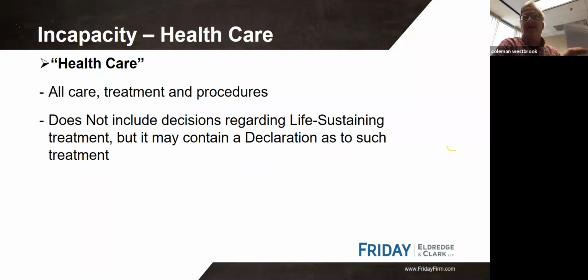And healthcare is kind of all inclusive, all care, treatment, and procedures, but yet it will not apply to life sustaining treatment. There's another document that we'll talk about later, living will or declaration, that will apply to situations when you're terminally ill. But a healthcare power of attorney will generally apply to your normal everyday healthcare decisions.